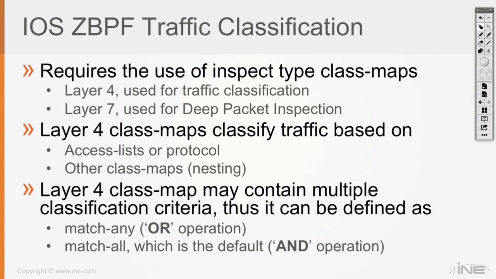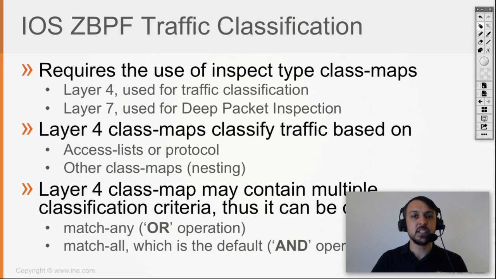Well, if you define the class map as match-all, which is the AND operation, and if you don't specify the type of class map, it is going to be match-all by default. That means that if you configure multiple conditions in the class map, the router is going to match the traffic to that class map only if all match statements in the class map are successfully met.